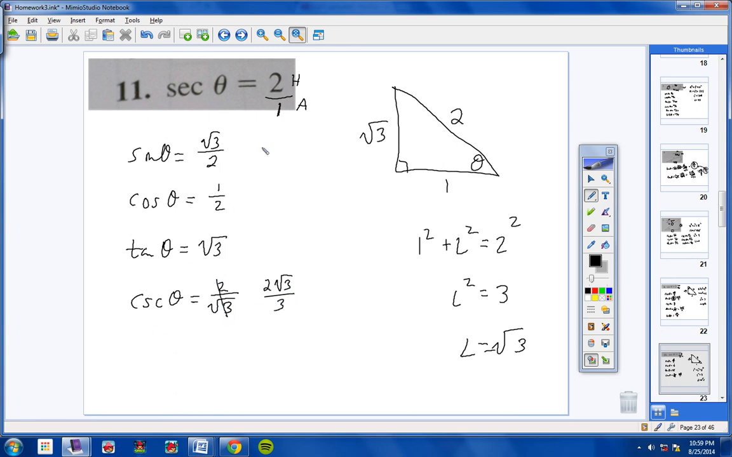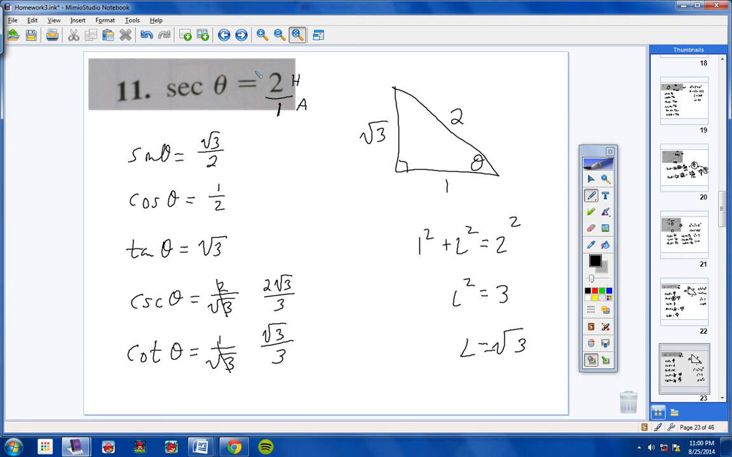The secant of theta we already know is 2 over 1. And the cotangent of theta would be the reciprocal of tangent, so square root of 3 over 1. That would be 1 over square root of 3. And if you rationalize that, you'll get square root of 3 over 3. And that'll be your answer, okay? Let me check those real quick. And we're going to be moving on.